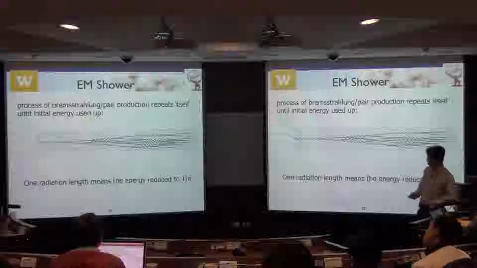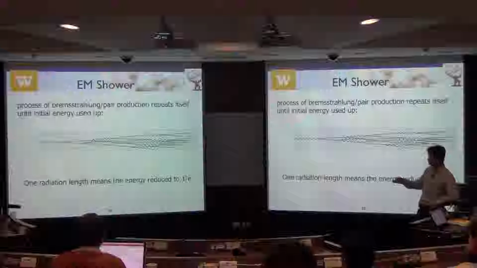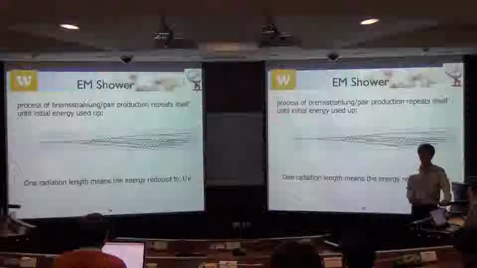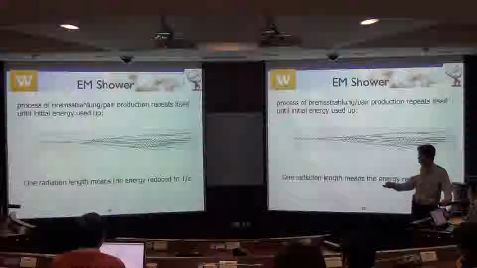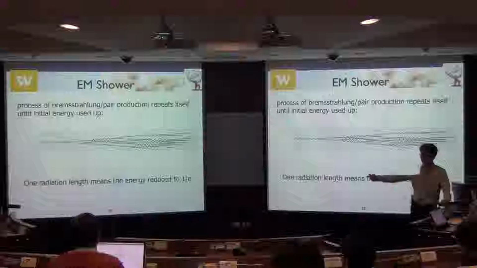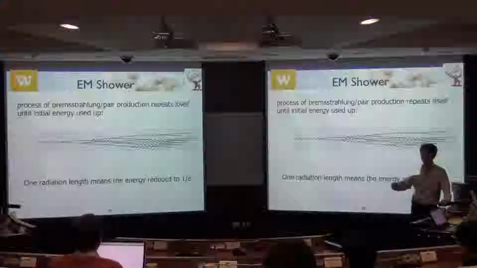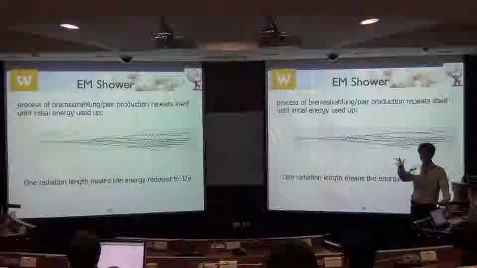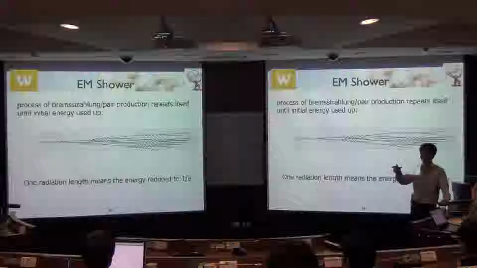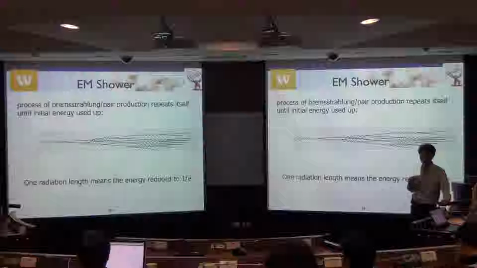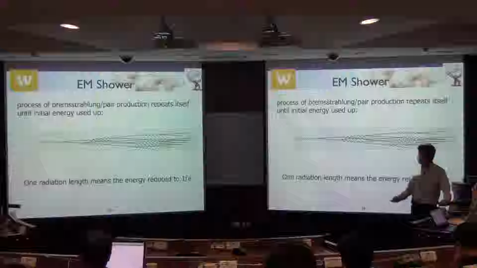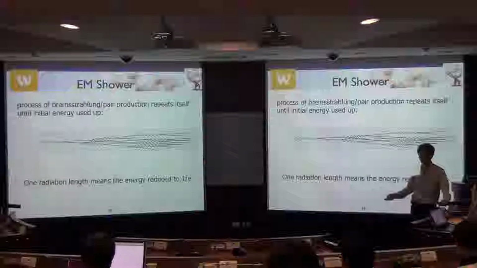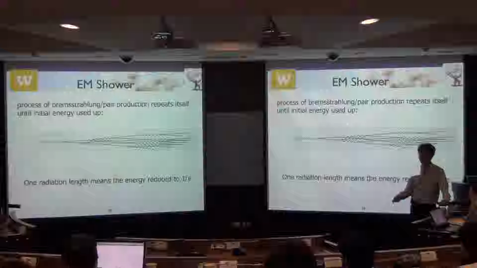Yeah. So we have a typical characteristic to define the radiation length. If you go through some material depth and you lose the energy by a factor of 1 over e, then we call this material length the radiation length. Okay. So this is the EM part. Basically, it's electron and photon interaction with the material.